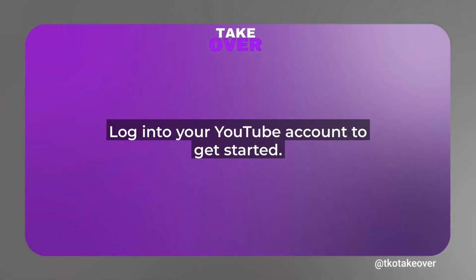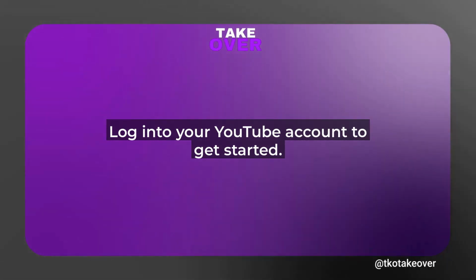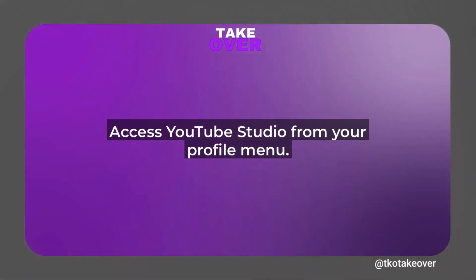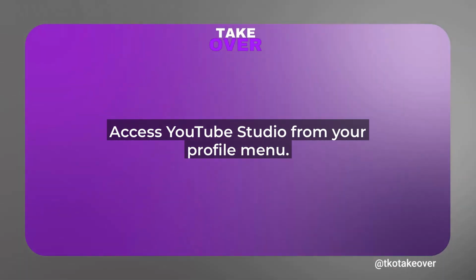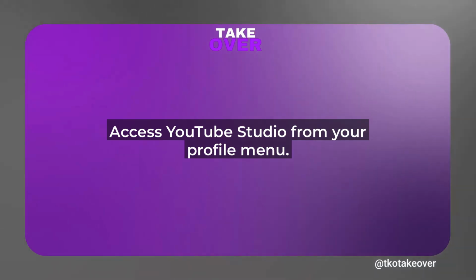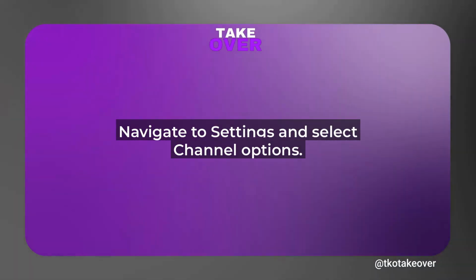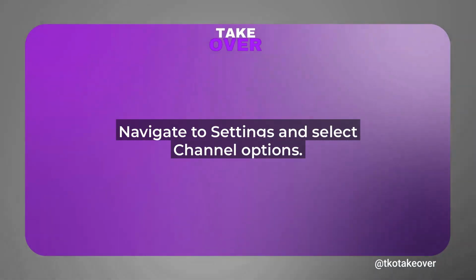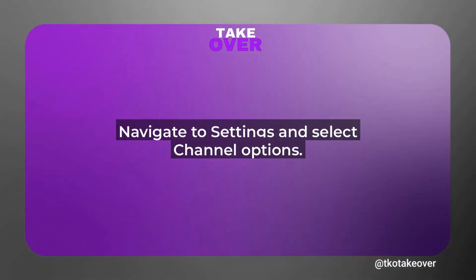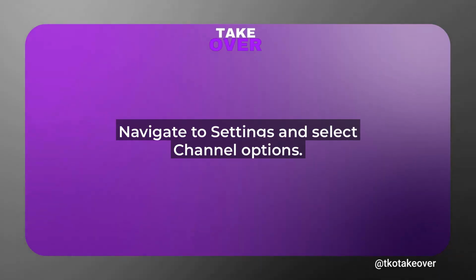It's easier from there. Head over to YouTube Studio by clicking your profile picture in the top right corner and selecting YouTube Studio from the drop-down menu. Once you're in YouTube Studio, look for the left-hand menu and click on Settings. This will take you to a sub-menu. Select Channel, and then Advanced Settings, or Privacy and Visibility. YouTube's interface might have slight updates in 2025, but it should be straightforward.